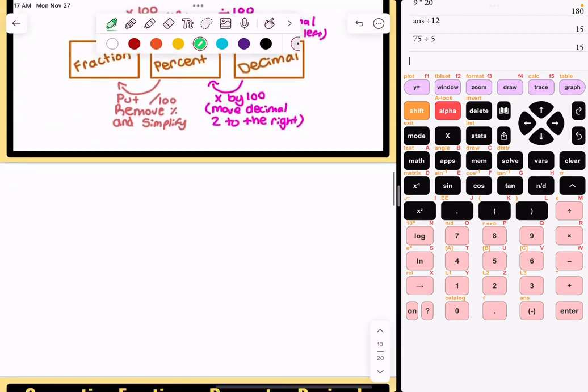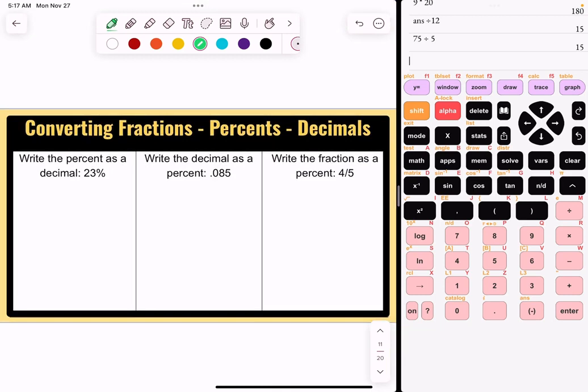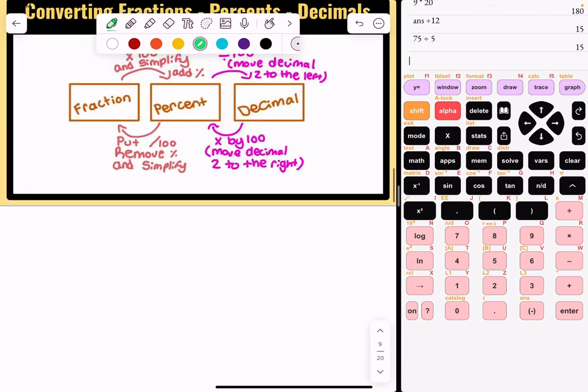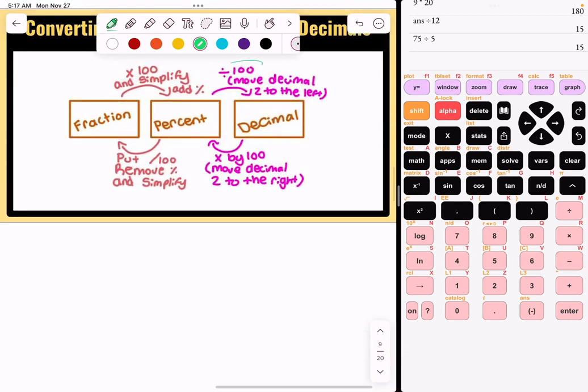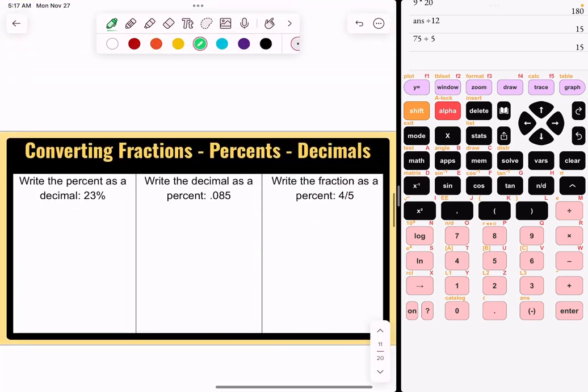All right, let's look into this. Write the percent as a decimal, 23%. So we're going from a percent to a decimal. Let's look at the directions. Percent to decimal is right here. We would divide by 100 or move the decimal place 2 places to the left. So 23%, remove the percent symbol, divide by 100, we get 0.23.